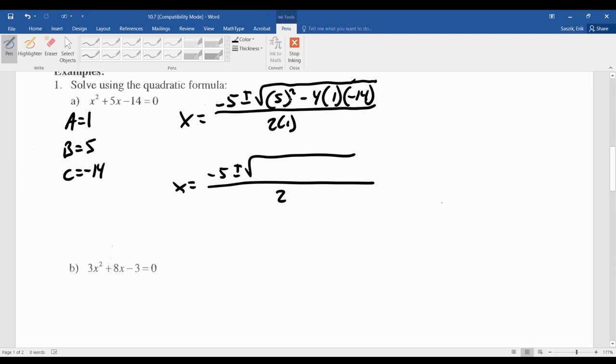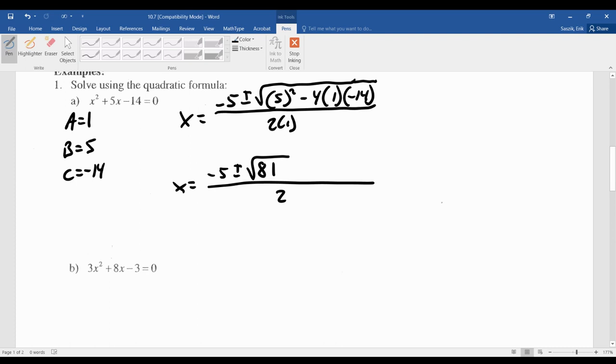In other words, you're going to do 5 squared. It's best if you use the TI Inspire on your iPad. That's going to be a great thing to use. But 5 squared minus 4 times 1 times negative 14, if you type this in on your TI Inspire, not the square root sign itself, but just what's underneath it, you're going to get 81.